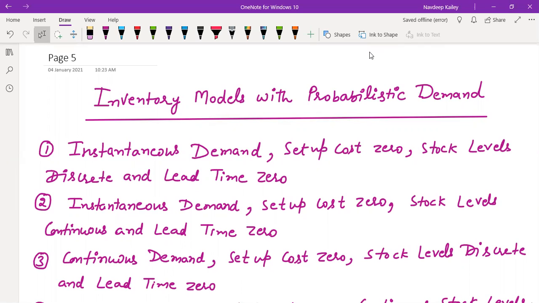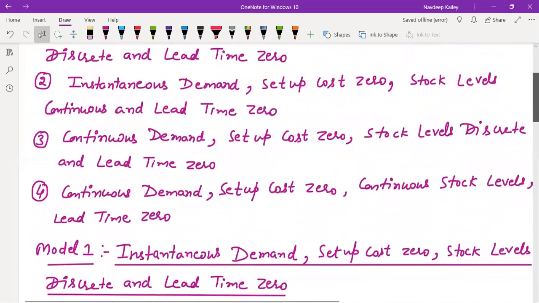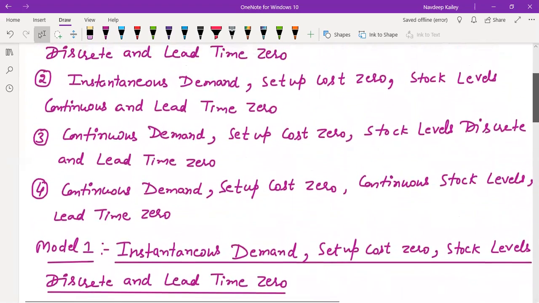On the basis of demand and on the basis of stock levels, whether it is discrete or continuous, we have four types of models. The first model is having instantaneous demand, setup cost zero, stock levels discrete, and lead time zero. The second model is the same except that the stock levels are continuous. The third model is having continuous demand, setup cost zero, stock levels discrete, and lead time zero. And similarly, the fourth model is with stock levels continuous. Now we will discuss these models one by one.